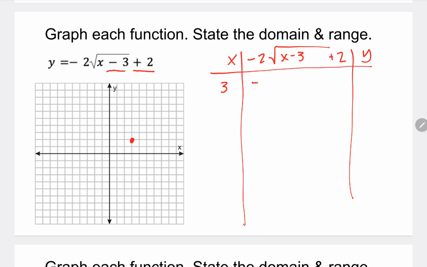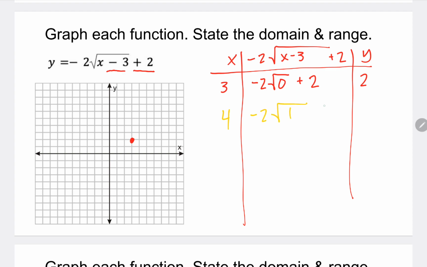So if I plug in 3, I have negative 2 times the square root of 0 plus 2. I'll go through this part fairly quickly. So we have 0 plus 2 is 2. We already had that point on there. Let's do some more points. And you can think through these a little bit more to plug in numbers that are going to come out evenly. It's not always super possible, but in this case, I can plug in 4.